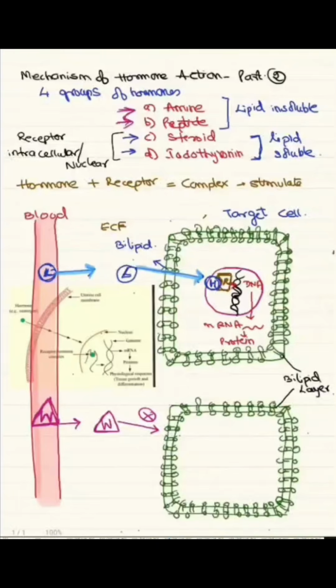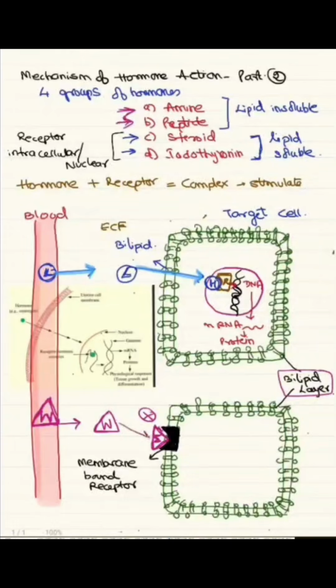The water-soluble hormones are not allowed inside the cell as the outer layer is a bilipid layer. So, the receptor should be present on the surface of the cell. We call them membrane-bound receptors. So, now the hormone will attach to the membrane-bound receptors. It stays outside but sends the message inside the cell to another messenger called a second messenger.